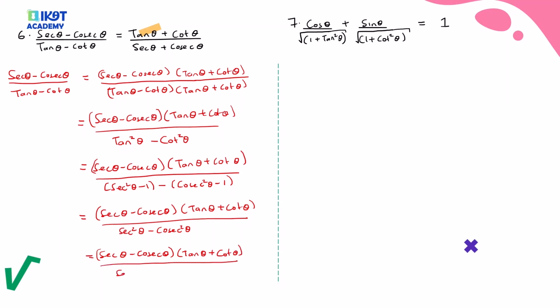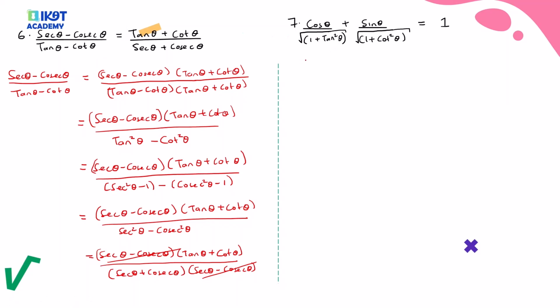So here I end up having sec theta plus cosec theta, and then here I have sec theta minus cosec theta, a difference of two squares, so this cancels out with this. My answer is tan theta plus cot theta out of sec theta plus cosec theta. So you realize by that I would have proved that. This is the concept I wanted to introduce.